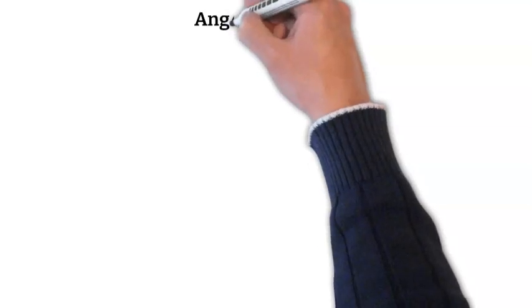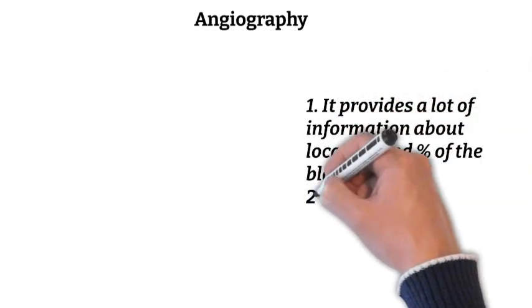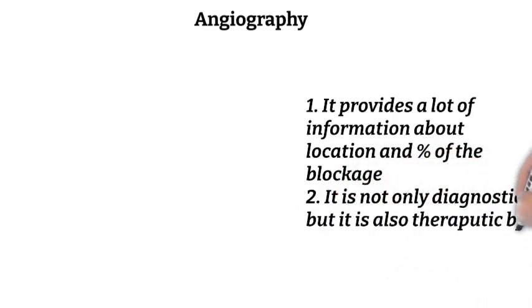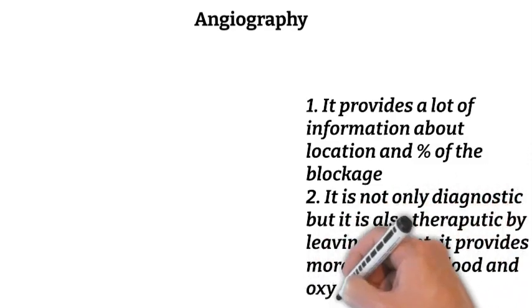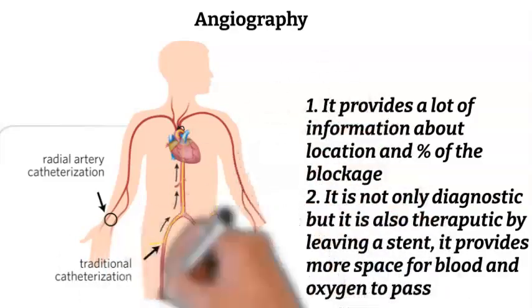For angiography, radial or femoral artery approach. Usually, they prefer to use the femoral artery. Angiography provides more information compared to the other investigations, and it gives you information about the location and the percentage of block. It's not only diagnostic, but it's therapeutic as well because it leaves a stent and provides more room for the blood to move.